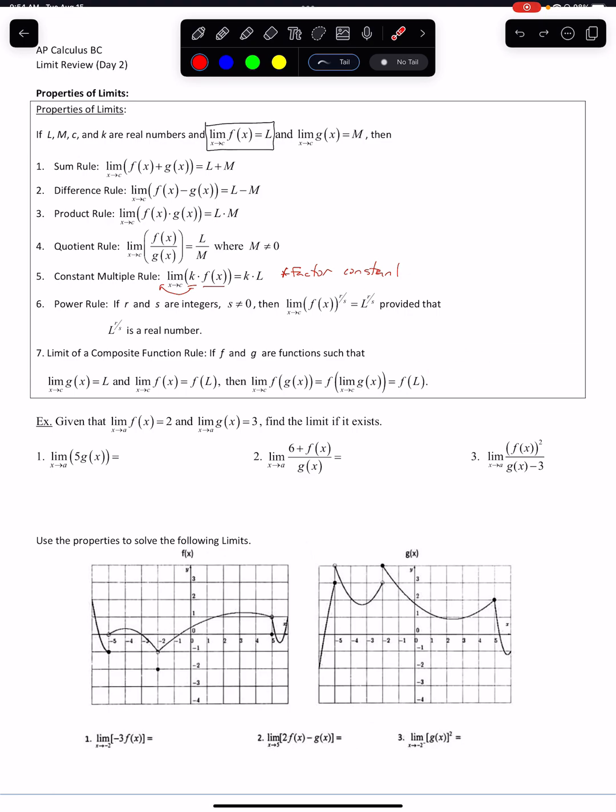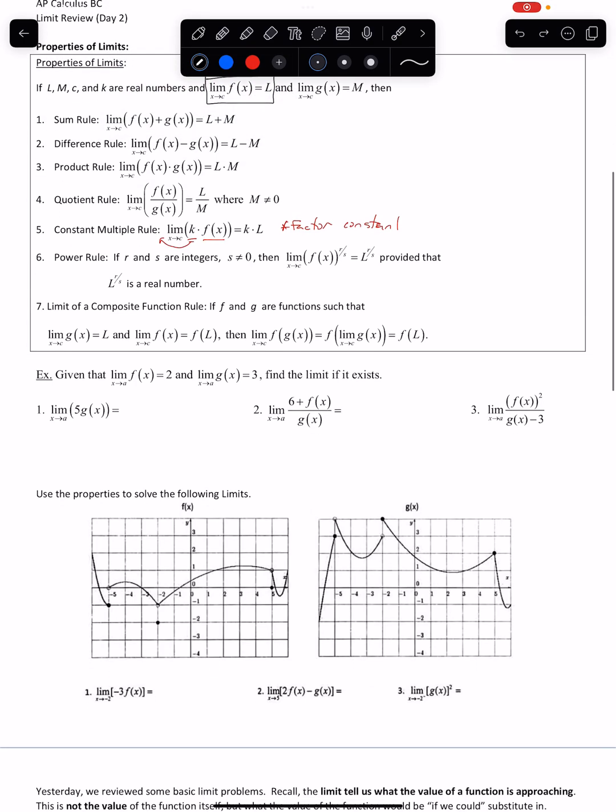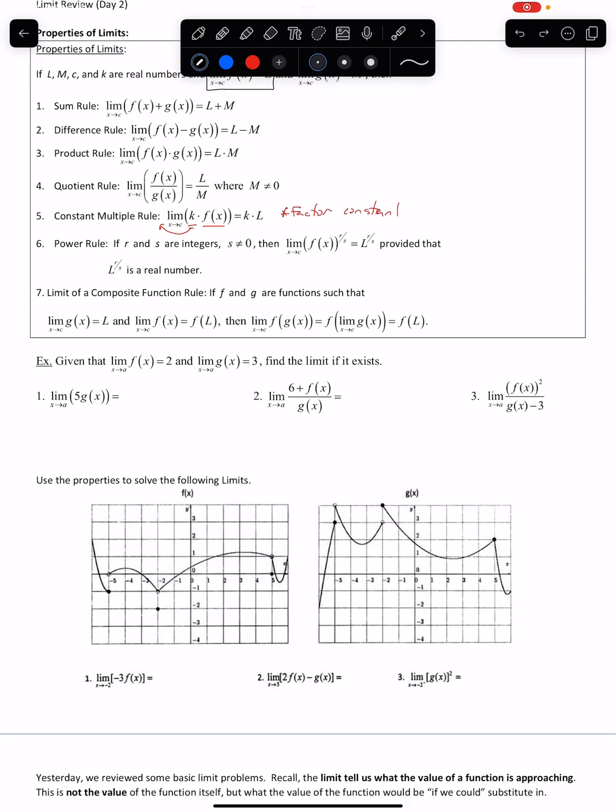All right, so let's take a look at how we can apply these here. Given we have two limits, f is approaching 2 and g is approaching 3. We want to find the following limits. Now, you're not going to like this because this is going to take a little bit of writing. Again, AP requires a little bit more understanding of the properties.